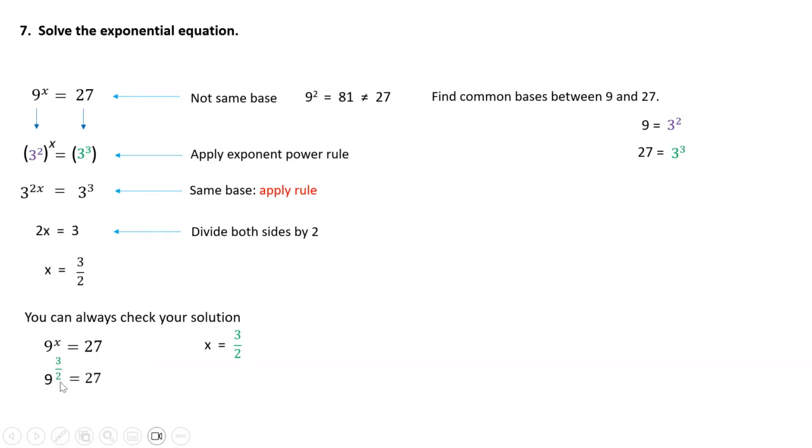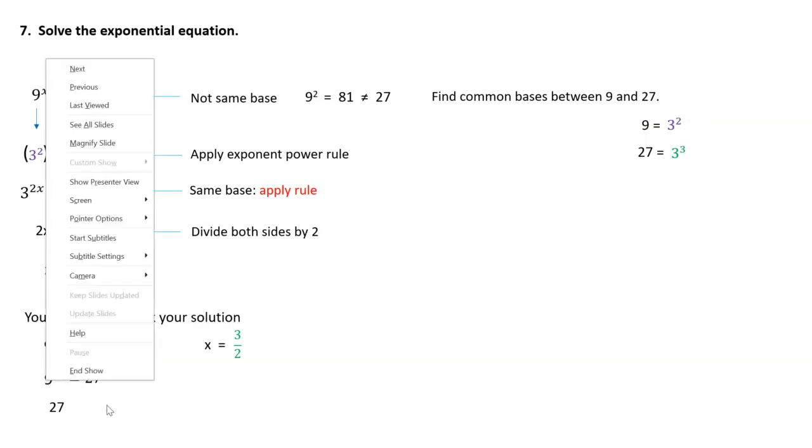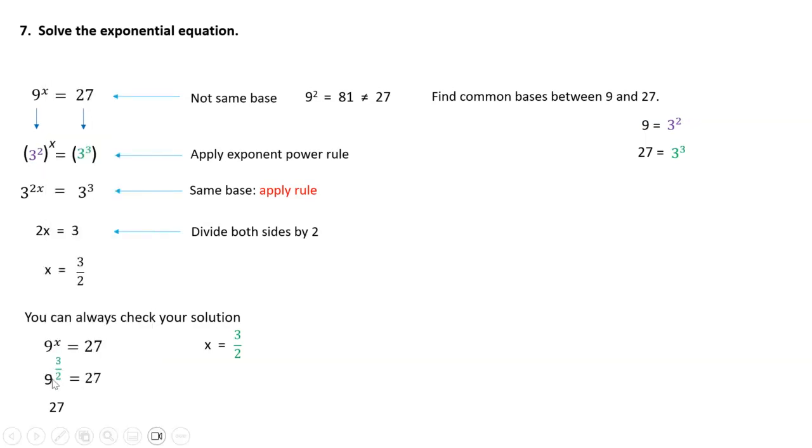So 9 to the 3 over 2 power will give us 27. Okay, now you can put this in the calculator or do it by hand. But for now, I'm going to show you how to put it in the calculator.